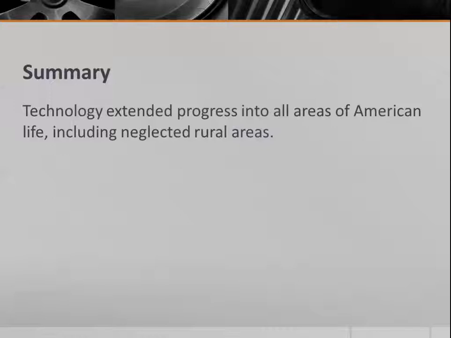So, in summary, technology extended progress into all areas of American life, including neglected rural areas.